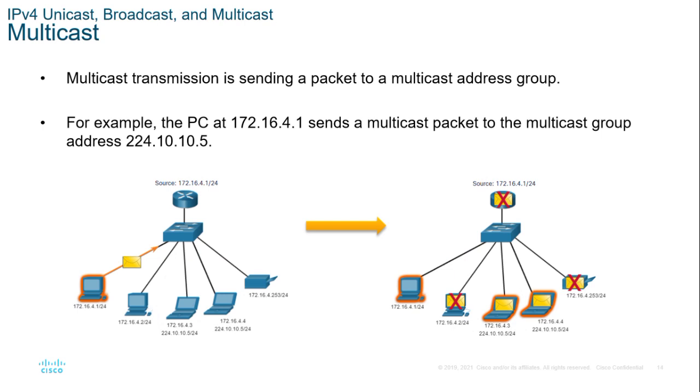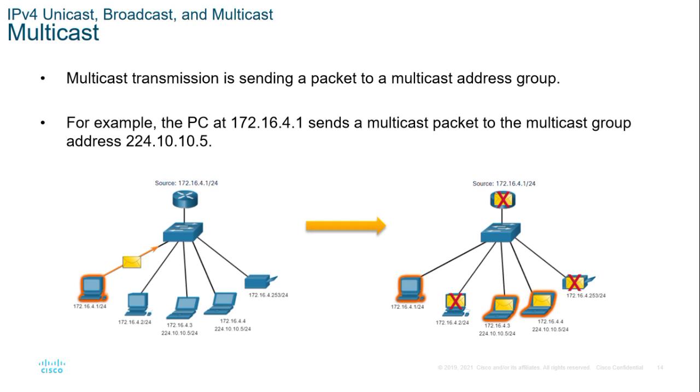Last is multicast. Multicast transmission is sending a packet to a multicast address group. In other words, it is a process of sending a packet from one host to a selected group of hosts, possibly in different networks. It means it is not going to send the packet to all the participants. Rather, it is going to send this information to a group of participants, or some selected participants. In the example, the multicast address here is 224.10.10.5. This represents the address of the multicast group.